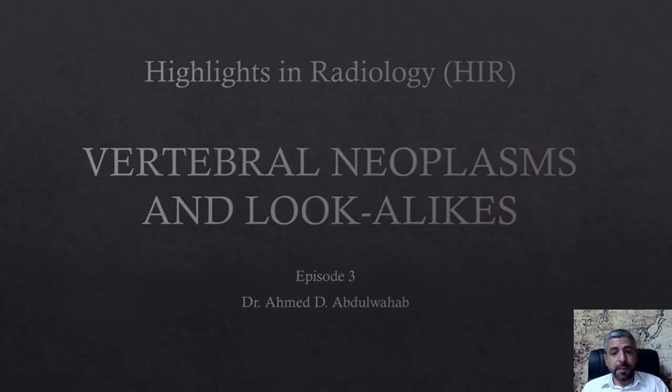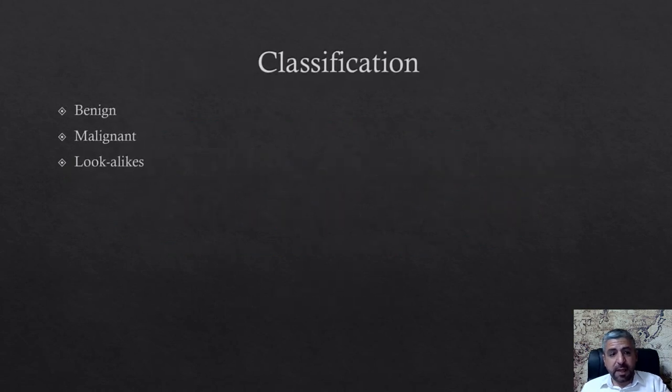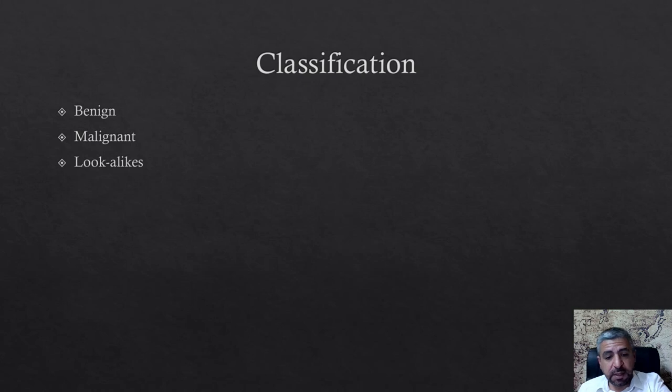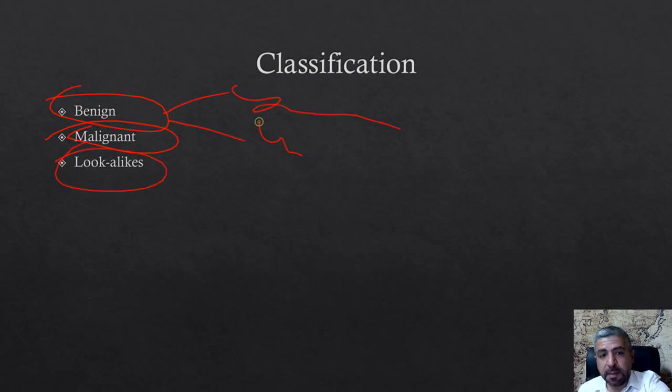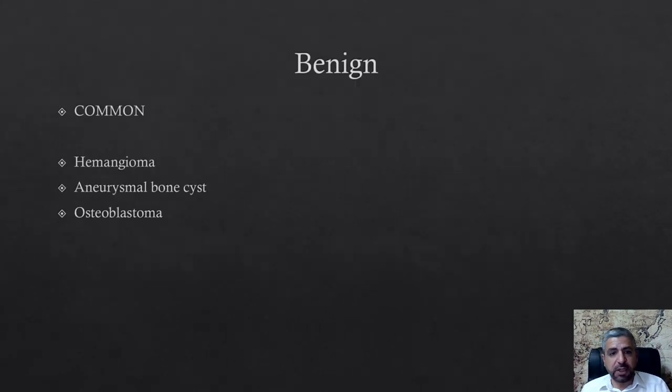So, first of all, let's classify the vertebral lesions into three components or three types. They are the benign, the malignant, and the lookalikes. And for each one, we will divide it into common and uncommon. And again, the malignant, common and uncommon, and so on. So we will start with the benign vertebral lesions. The benign vertebral lesions, the common ones, the ones that we see a lot in daily practice, are first of all the hemangioma.